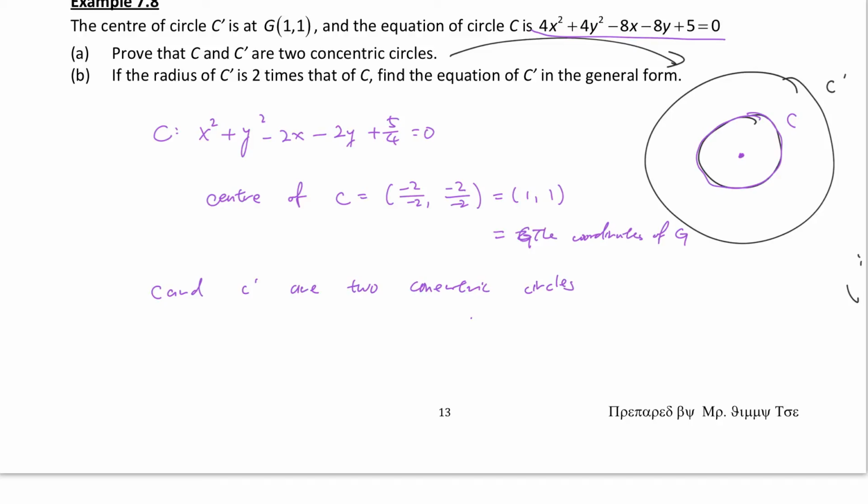Part B. If the radius of C prime is 2 times that of C, it asks you to find the equation of circle C prime. I know the coordinates of the center of C prime. That means you need to find the radius. So the radius of C is equal to the square root of 1 squared plus 1 squared minus 5 over 4. This is equal to the square root of 3 over 4. So the radius of C prime is equal to 2 times the square root of 3 over 4, which is equal to the square root of 3.